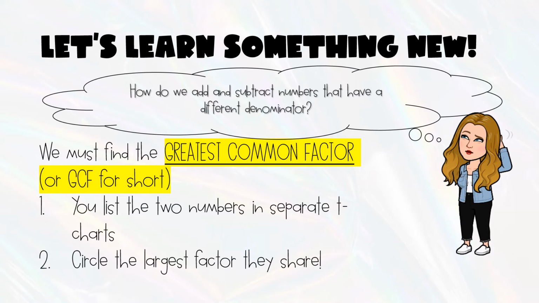So now we're going to learn something new. How do we add and subtract numbers that have a different denominator? So one of the ways that we can do this is by finding the greatest common factor, or GCF for short. So the steps to do that, you list the two numbers in separate t-charts and circle the largest factor that they share. So I'll show you on the next slide.